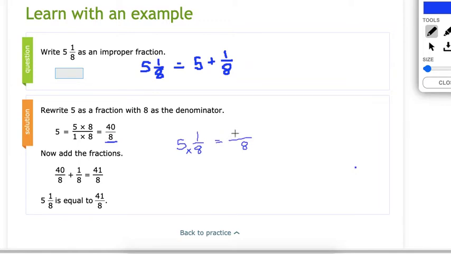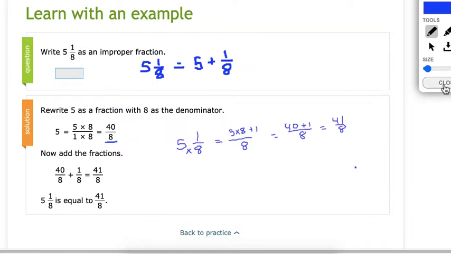That's 8. So we go 5 times 8, and then we're going to add 1. So 5 times 8 is 40 plus 1, and that's over 8, so we end up with 41/8. So that's our shortcut, because when we take 5 times 8, that tells us how many 8s are in the whole number, and that's really what we need to find out.